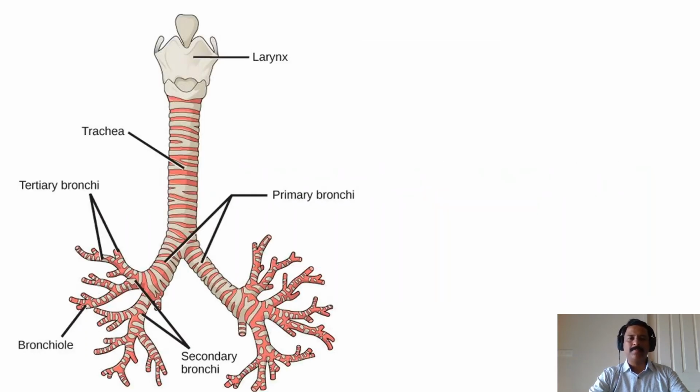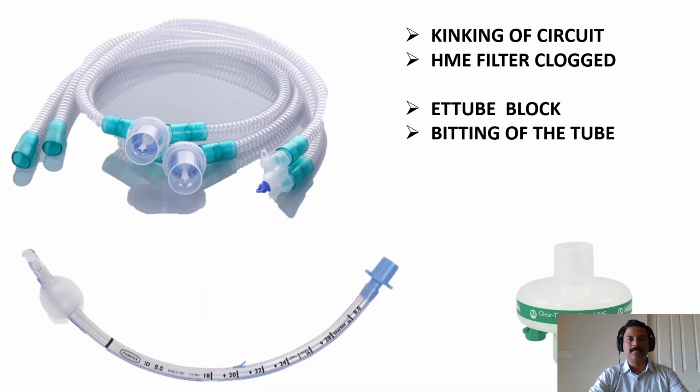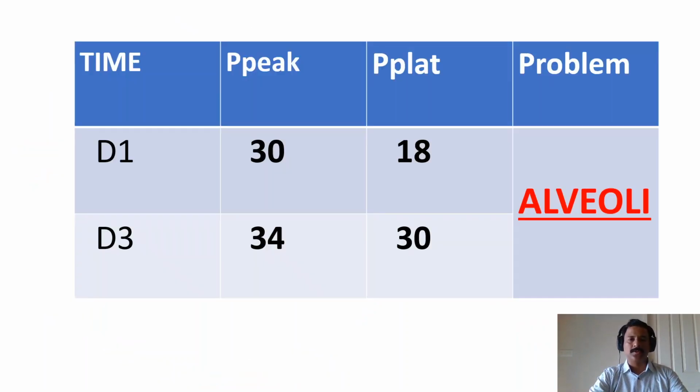So if you are having high peak pressure, just check whether the patient is having bronchospasm, can give bronchodilators, whether you are having secretions or pulmonary edema or mucus plug in the trachea, or you can check whether the patient is having any kink in the ET tube, whether the patient is biting the tube. You can sedate the patient, find out whether any kink is there in the circuit, try to remove the kinking, and check whether your HME filter is clogged or not.